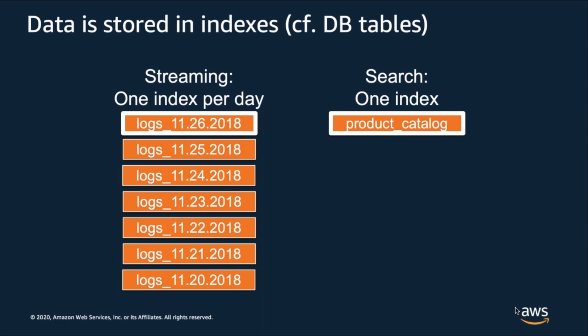When I'm using Amazon Elasticsearch Service for search, I'm going to create usually one index. For something like an e-commerce use case, this would be my product catalog. For CRM, this might be my patients, or might be organized by company or something like that. But generally, I'll have one index in that particular situation.